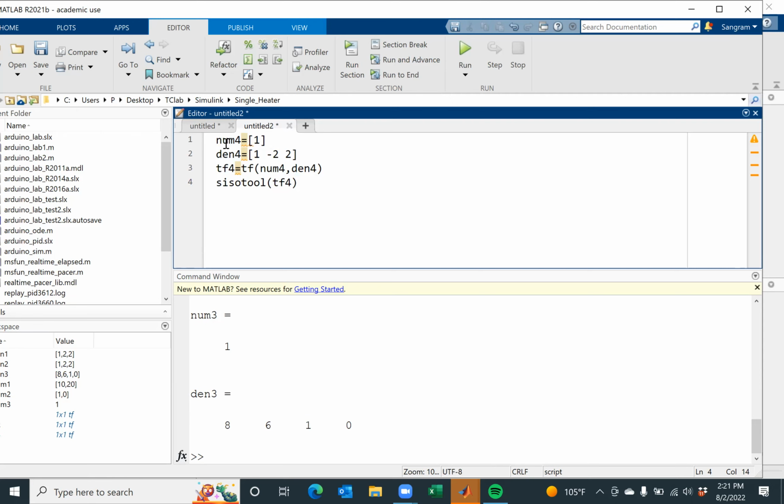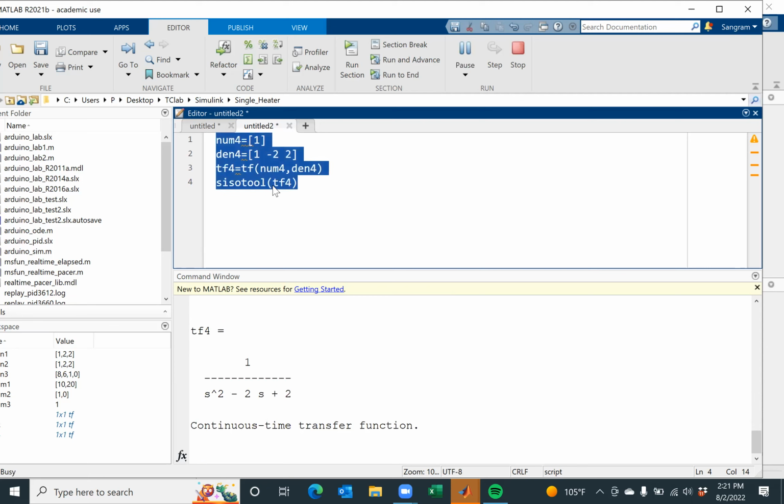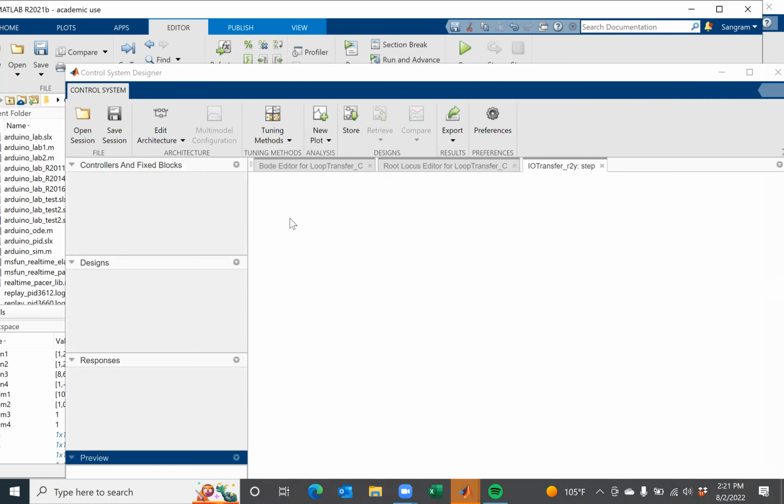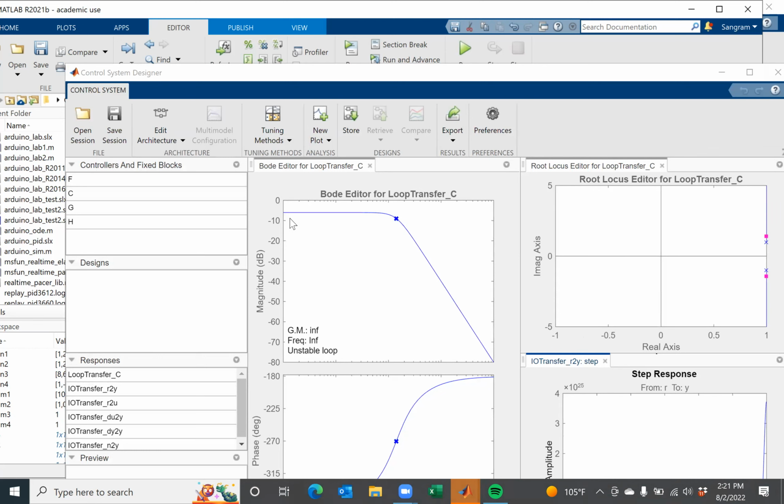But here we'll click and then you will see the results. Okay, it may not look very clean, but can you see the root locus? It's similar to the root locus that I showed you on the paper. Can you see that, the root locus there?